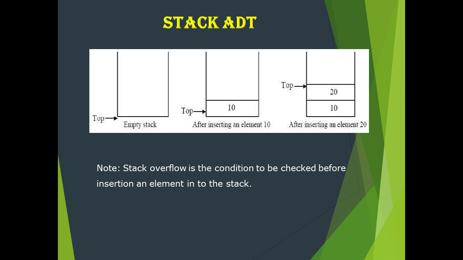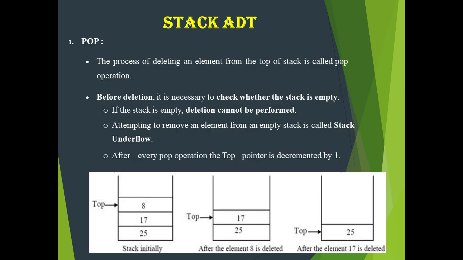Consider this example. See this diagram. Initially the stack is empty. Next we are inserting an element, say 10. When an element is inserted, the top value gets incremented by 1. Next we are inserting an element, say 20. So the top will point to the element 20. Here also the same thing: the stack contains 3 elements, 25, 17 and 18. When we perform the deletion operation, that is pop, the element that is present at the top will be deleted first. After that, when we perform the delete operation again, the element present at the top, that is 17, will be deleted.